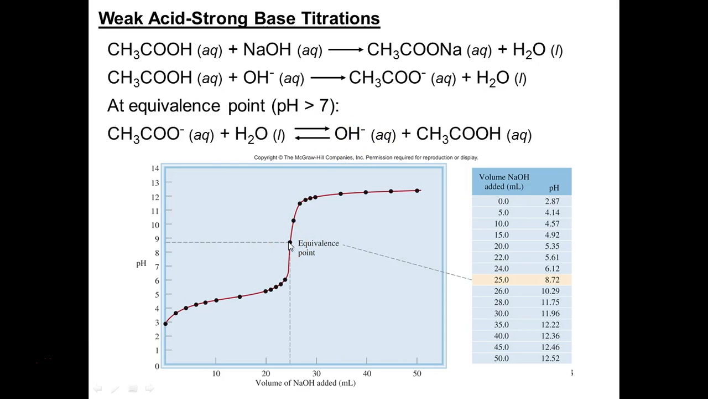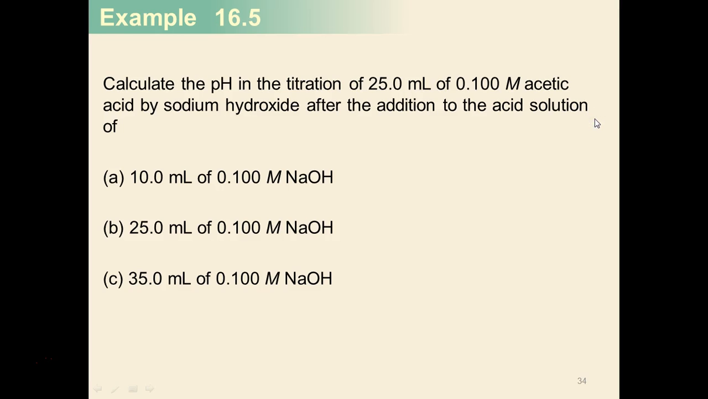At the equivalence point of a weak acid, strong base titration, you're going to see a pH greater than 7. So a known volume of NaOH is added to an unknown of the weak acid, and at the equivalence point you have a pH greater than 7. That's a characteristic of a weak acid, strong base titration.